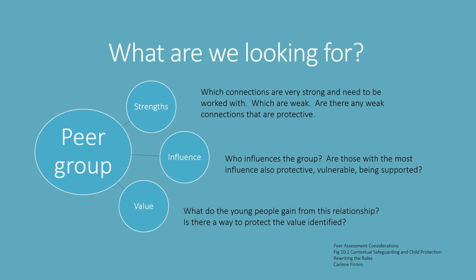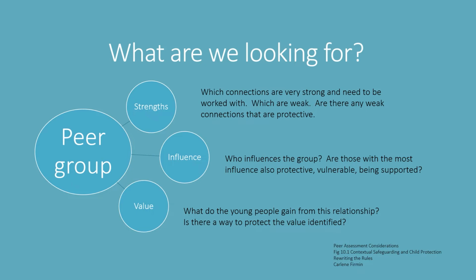What are we looking for? In assessing a peer group, there are three key areas that Carlene Firmin has identified. Look at the strengths of the peer groups. Often, when young people link up or associate with each other, there may be some relationships that are stronger than others. Though traditional views may be to break a relationship, split the group up at school, there may be something really important that they are getting from each other. Are there any weak relationships that are worth building on?